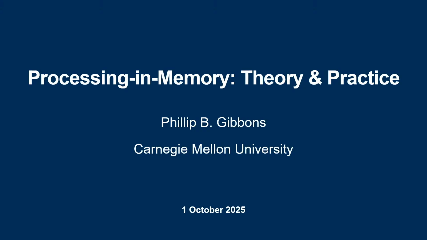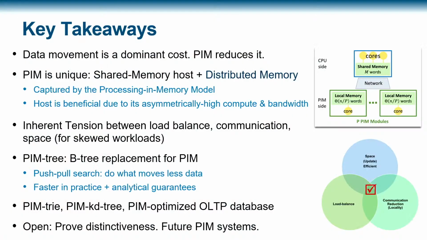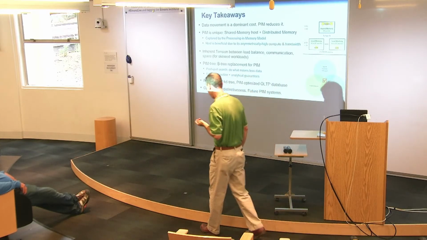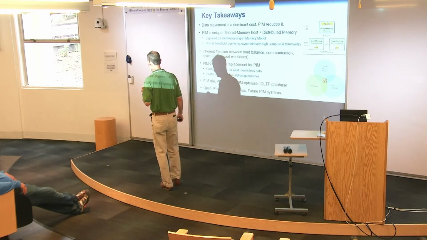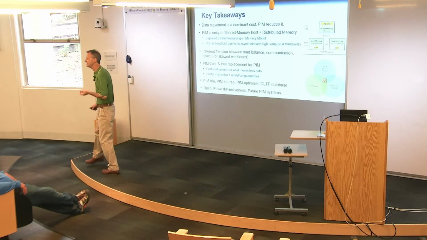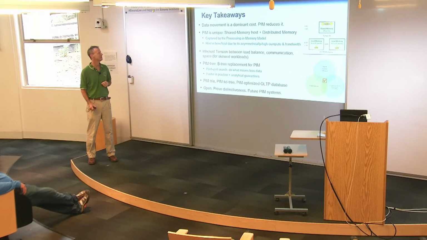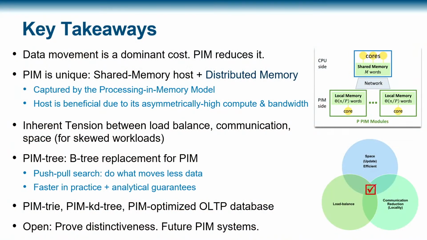So, key takeaways of this talk. I always like to let people know what they're going to hear. Data movement is a dominant cost in computing. Processing in memory reduces it. I'm going to talk to you about how the PIM situation, as a model of computation, has some uniqueness to it. It's sort of a combination of shared memory and distributed memory. And I'm going to talk about the model of computation we defined.